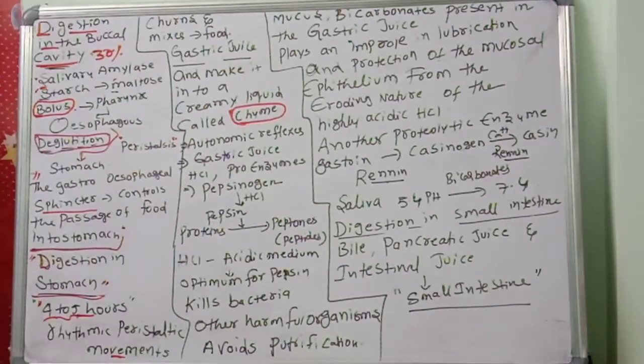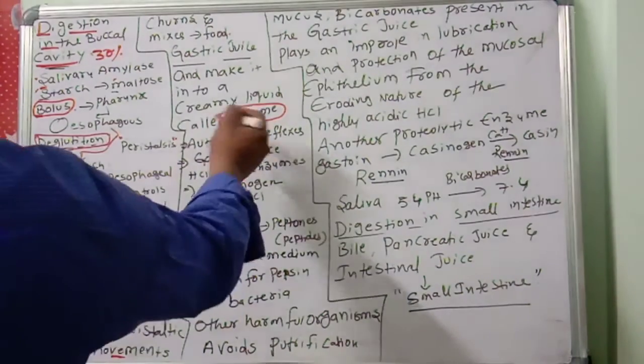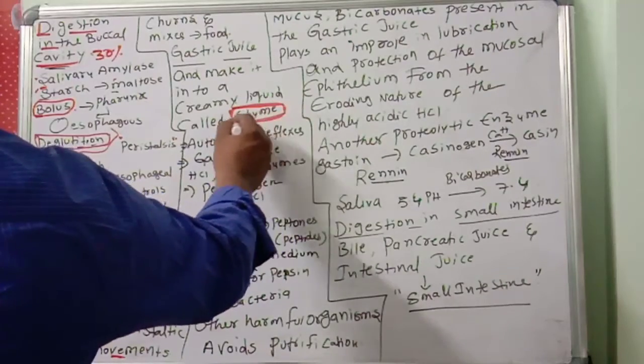The food, or the bolus, passes through the esophagus and enters the stomach. Then in the stomach, mixing of the food takes place with gastric juice secretions. At last, a creamy liquid food is formed. That creamy liquid is called chyme.